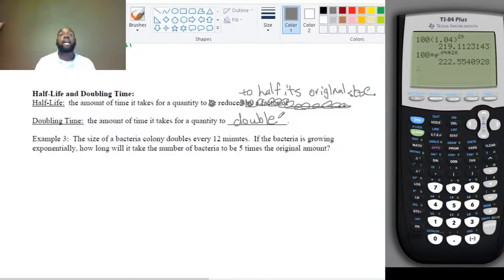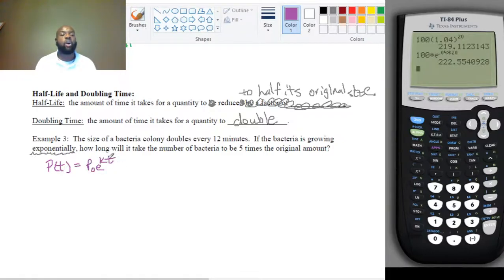We're given the doubling time, it's 12 minutes. But we want to know how long it takes for it to be 5 times its original amount, right? So it uses doubling time, but we want to know... I know 4 is quadruple. I don't know the word for 5 off the top of my head, but there we go. So it's growing exponentially, and the bacteria grows continuously. So we're going to use the compound interest formula or the exponential growth formula when things grow continuously.